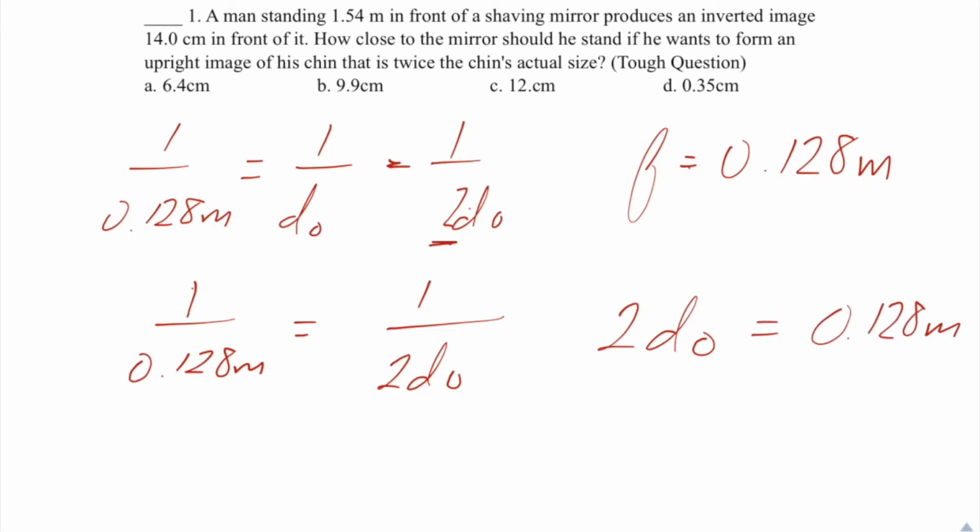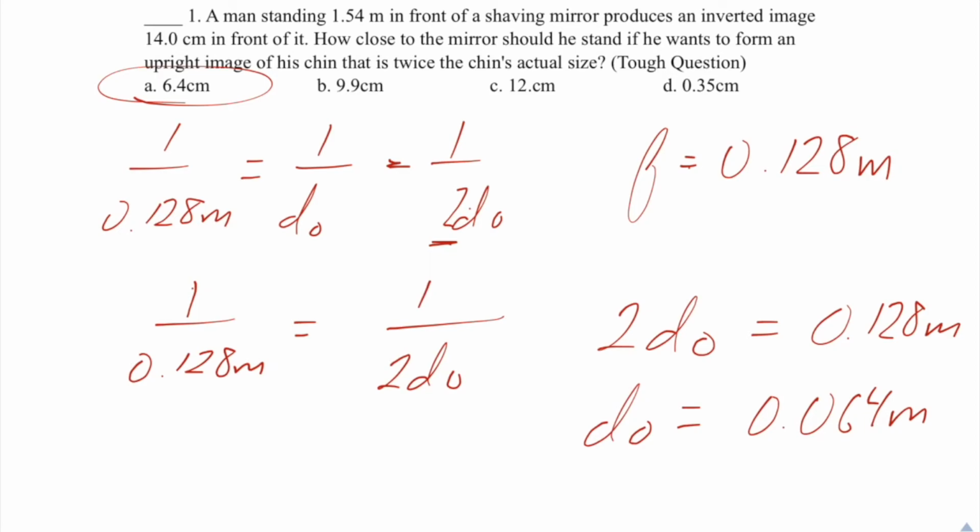Then we divide both sides by 2, and we get that the distance of the object is all in all equal to 0.064 meters. Turning that into centimeters, we get 6.4 centimeters. So again, that was definitely one of the tougher problems, but it is doable. If you were able to do that on your own, props to you.